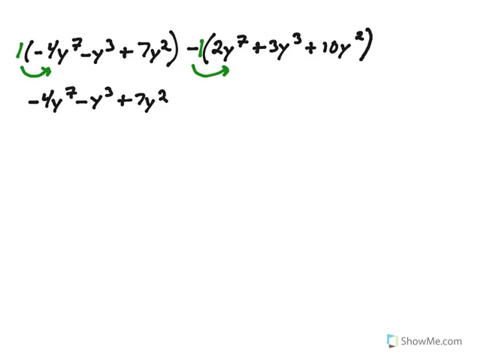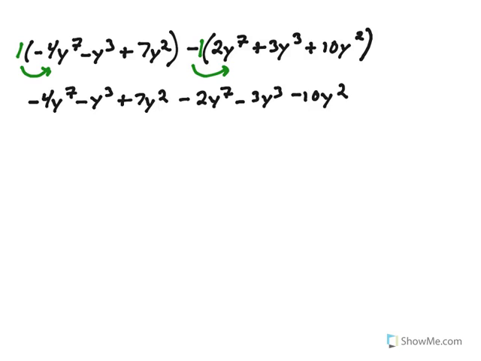For the second set of parentheses, we have a negative 1. So a negative 1 times a positive 2y to the 7th is going to change to a negative 2y to the 7th. A negative 1 times a positive 3y cubed will change that to a negative 3y cubed. A negative 1 times the 10y squared is a negative 10y squared. And now we can combine like terms.